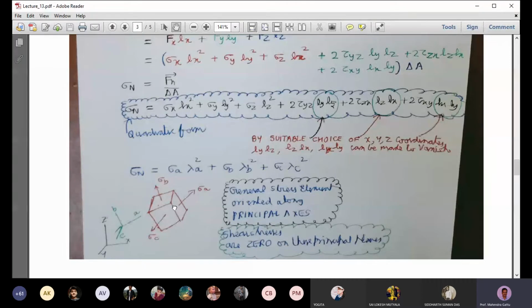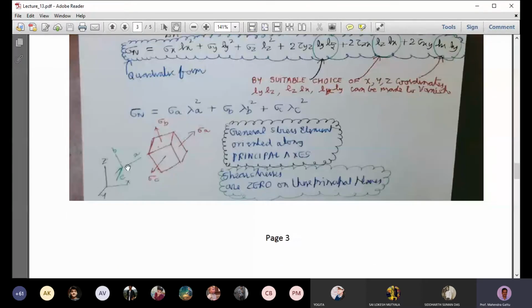So by suitably rotating the coordinate system, we can get the principal axes A, B, and C. In the principal axis system, we have normal stresses sigma A, sigma B, and sigma C. And the stress on an inclined plane, sigma n, is given by sigma A lambda A square plus sigma B lambda B square plus sigma C lambda C square. So now we will look at this 3D stress element oriented along the principal axes, and study the Mohr circle for this 3D stress element.